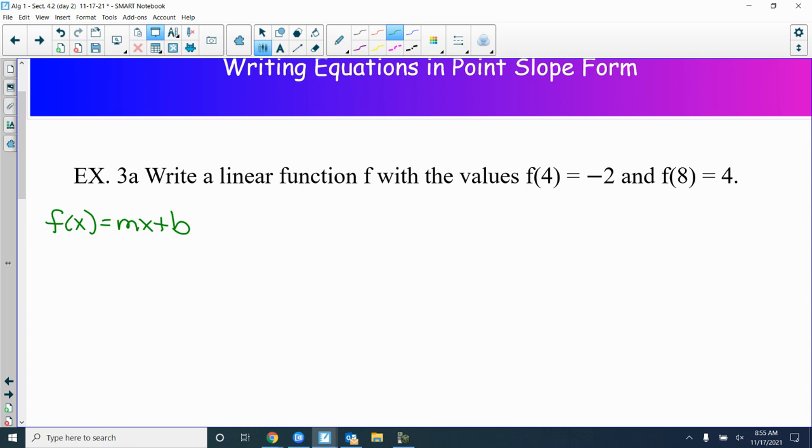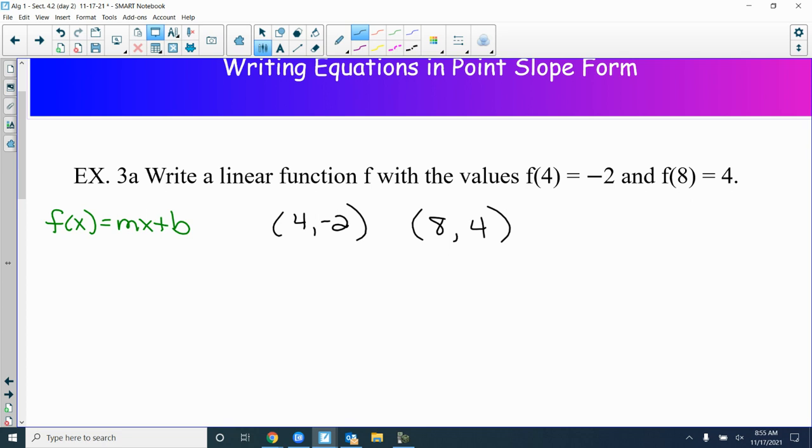This is really 2 points. f of 4 equals -2. That is the point (4, -2). You plug in the 4 as your input, the -2 is your output. Okay. f of 8 equals 4. 8 is your input.